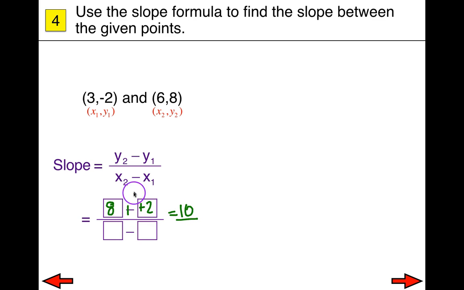Now you're going to do the horizontal change. So you're going to do second x, which is 6, minus the first x, which is 3. 6 minus 3 is 3. You're going to check to see if you can simplify this. In this case, you can't. So my slope is just 10/3.